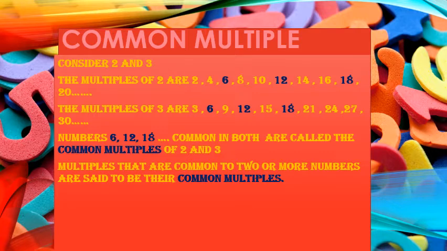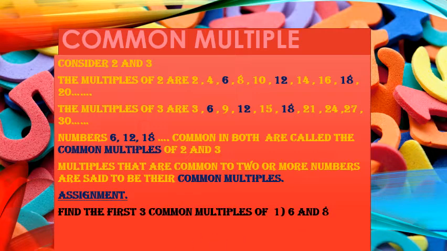Now, take your rough book. Let's try it with a few questions. Find the first three common multiples of 6 and 8. Second question, 12 and 18. Here is the answer. The first three common multiples of 6 and 8 are 24, 48 and 72. For the second question, the first three common multiples are 36, 72 and 108.